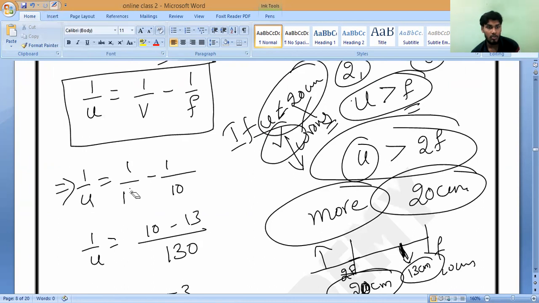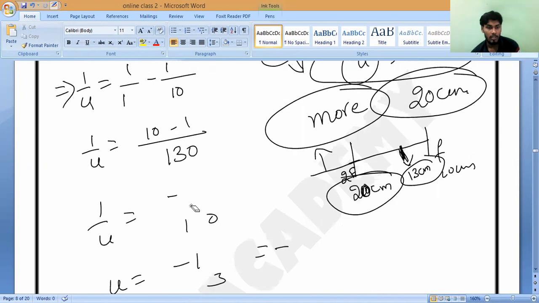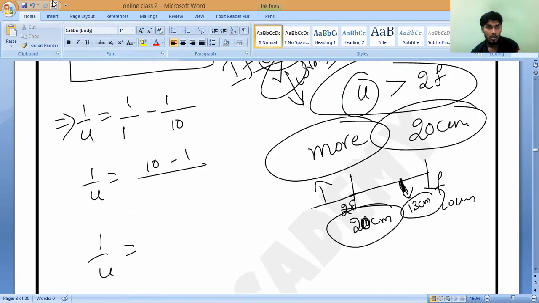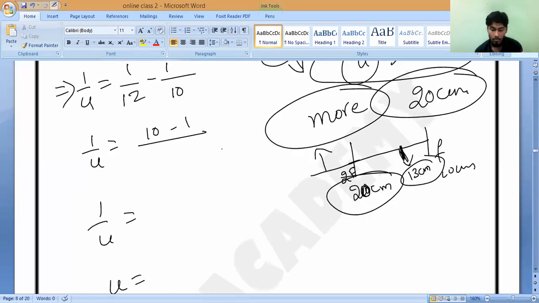Here image distance is how much? 12. Then 12, sir. So everything is 12, what is the LCM? 60. So now, the object distance should come more than 20. Is it yes or no?